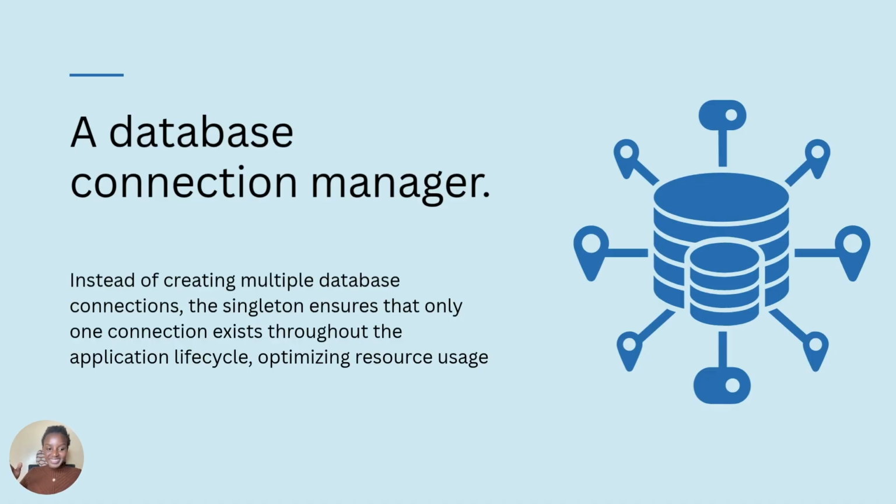If I'm dealing with Postgres where I have an instance here, and then the create is adding to this instance, while the get is using another instance, there are so many threads to keep up with, and you also need a centralized system. You don't want that. You want one instance so that you're working with the same thing every single time. So instead of creating multiple database connections, the singleton ensures that only one connection exists throughout the application lifecycle, optimizing resource storage.